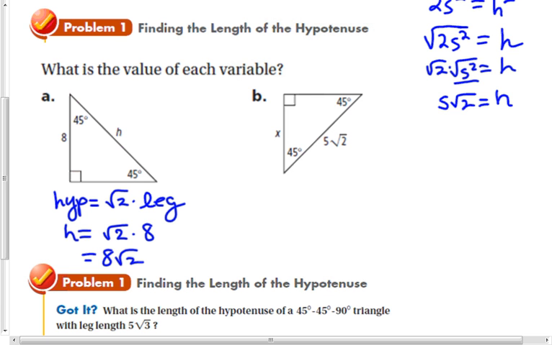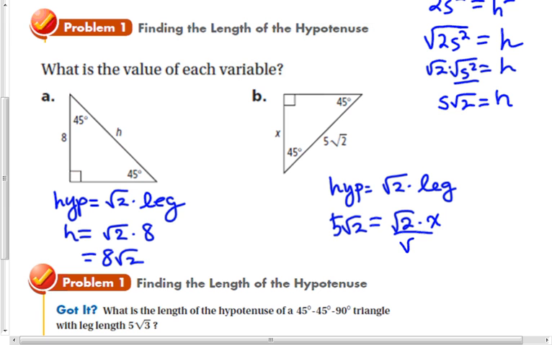In the second problem here, we're going to use the same idea. The hypotenuse is equal to square root of 2 times the leg. In this case, we can substitute 5 times the square root of 2 for the hypotenuse, and x for the leg. I'm going to divide both sides by the square root of 2. That's 1 times 5, which is just 5, and that's 1 times x. So x is equal to 5. And of course, we know since it's 45-45-90, it's an isosceles triangle. That side's also 5. All right, I'm going to let you try that.